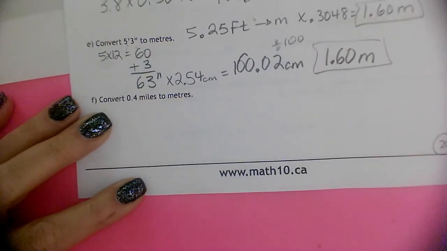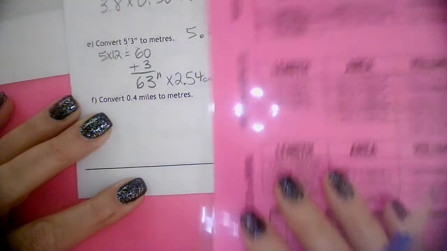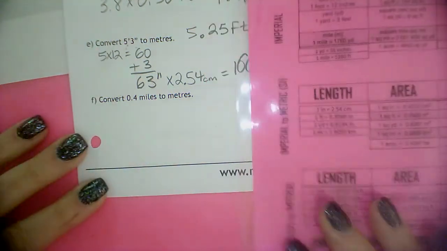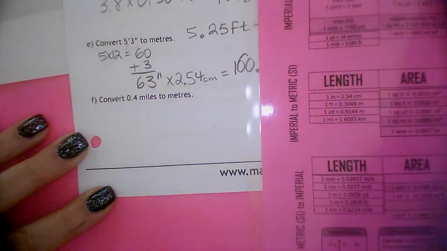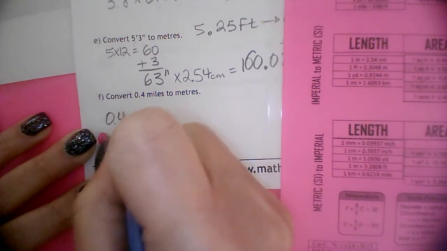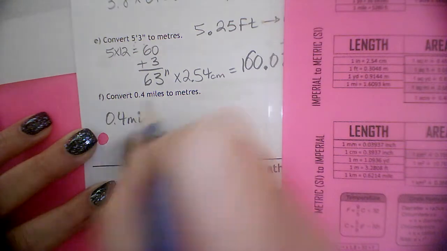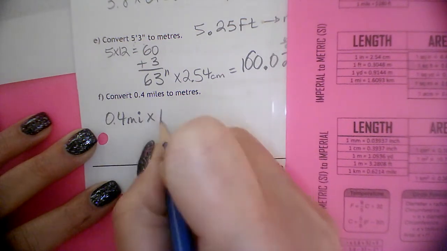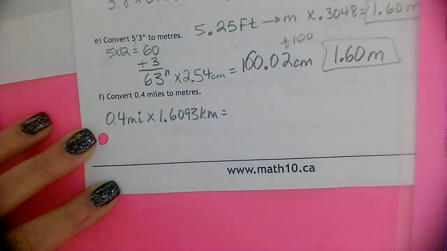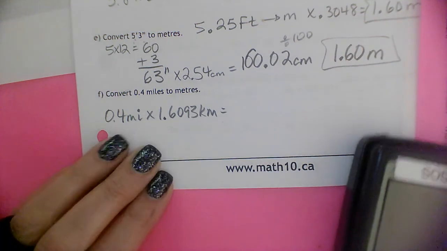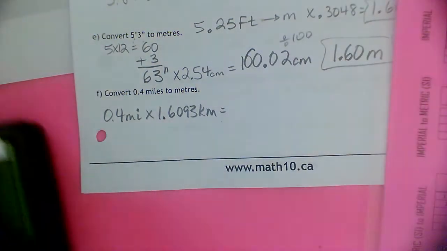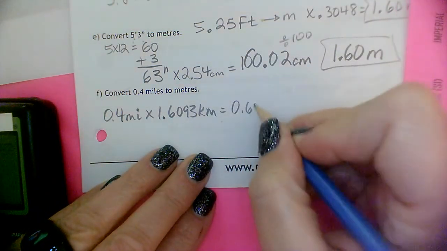We got 0.4 of a mile to meters. Can we go miles to meters? Yes. Oh, no, I can go miles to kilometers. Why don't they just put them all? Because otherwise there'd be too many conversion factors, right? So we're going to go 0.4 miles, and I'm going to times it by 1.6093 kilometers, right? Put my units on so that I know where I am. 0.4 times 1.6093. That will get me to, and don't round yet, right?